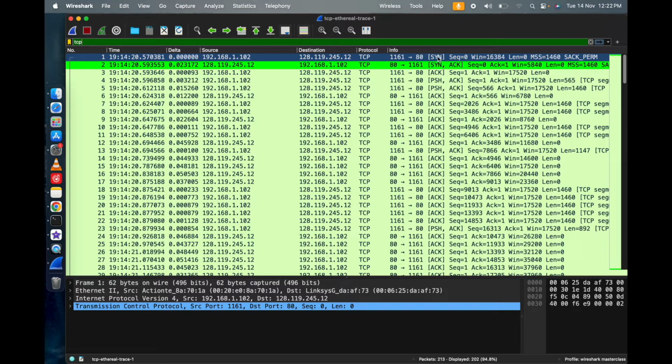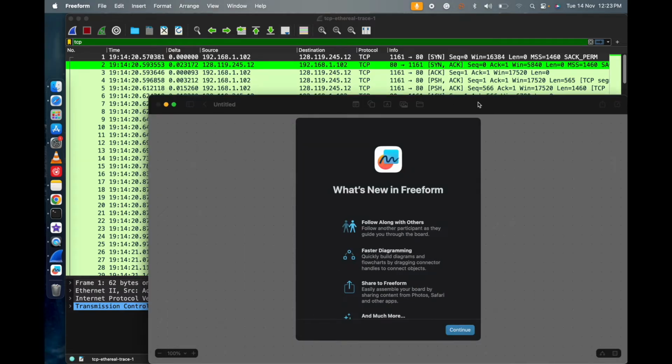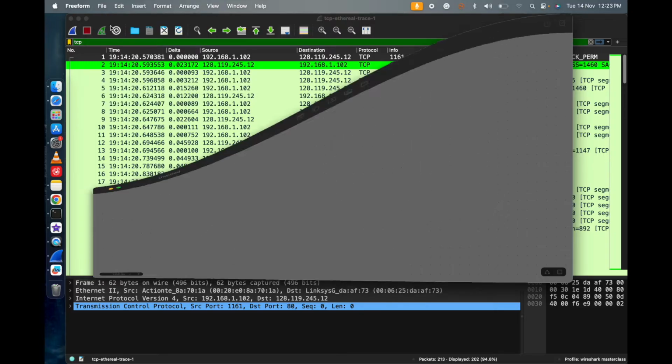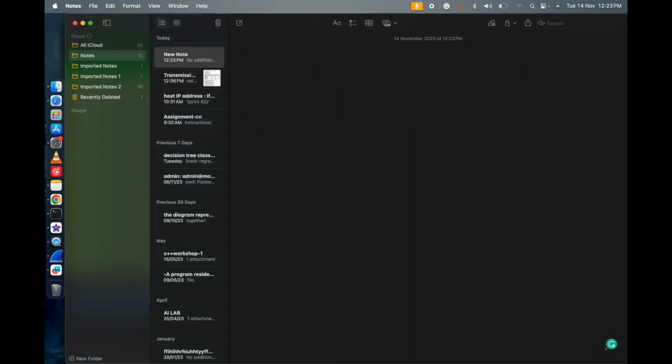So you might have a doubt like what is SYN, what is SYN-ACK, and what is ACK. Before that, there is a term called three-way handshake. It consists of SYN, SYN-ACK and ACK.